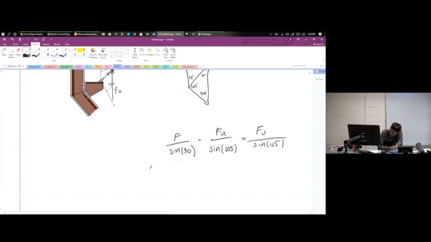So we would have F over sine 30 equals FU over sine 105. And then we'd have F over sine 30 equals FV over sine 45, right? Yes.